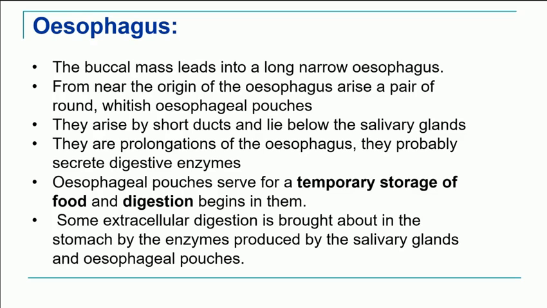Now these esophageal pouches also serve for the temporary storage of food, and here the digestion process starts. So the first digestion starts from the esophageal pouches. Also, it is seen that some extracellular digestion is brought about in the stomach by the enzymes which are produced by the salivary glands as well as these esophageal pouches.